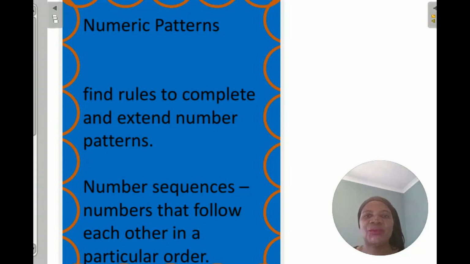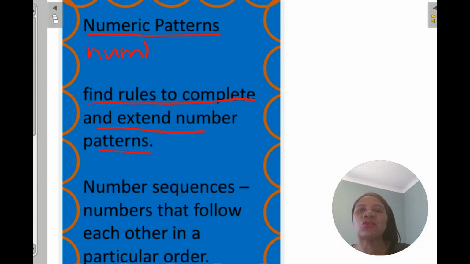So we are going to do numeric patterns. We are going to start a new topic here where we are going to do numeric patterns. We will be finding rules to extend number patterns. You remember numeric patterns are patterns of numbers.